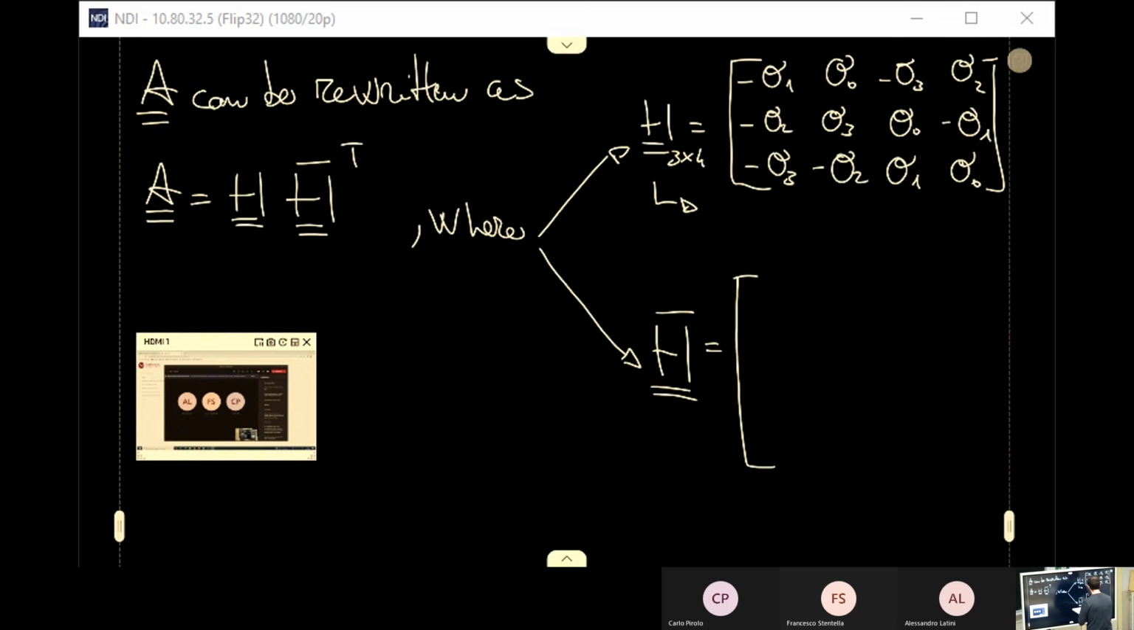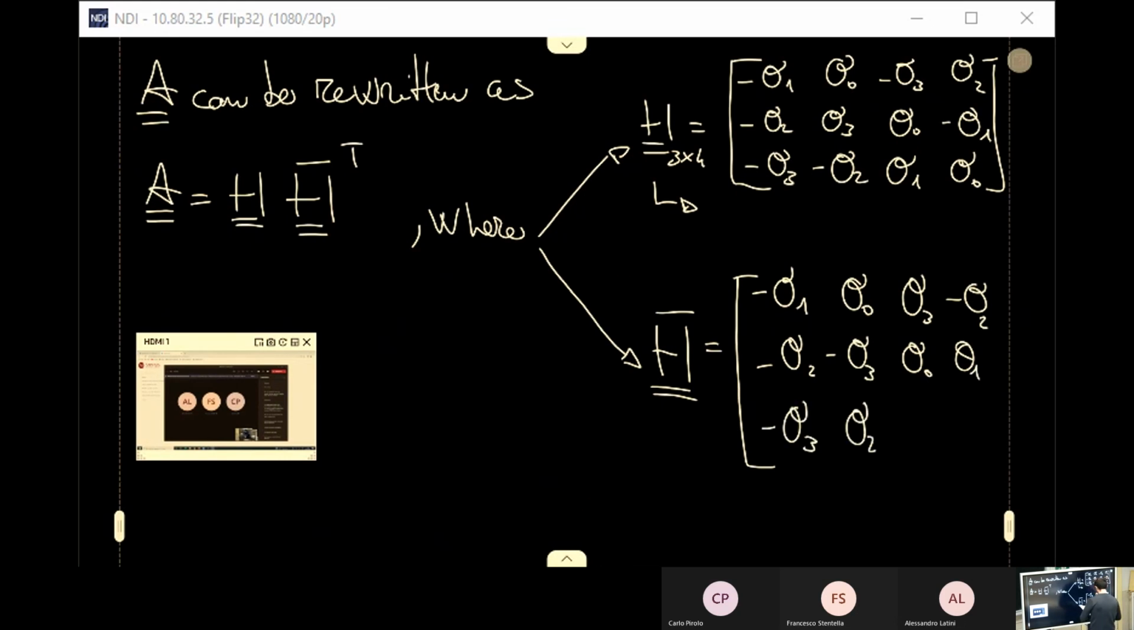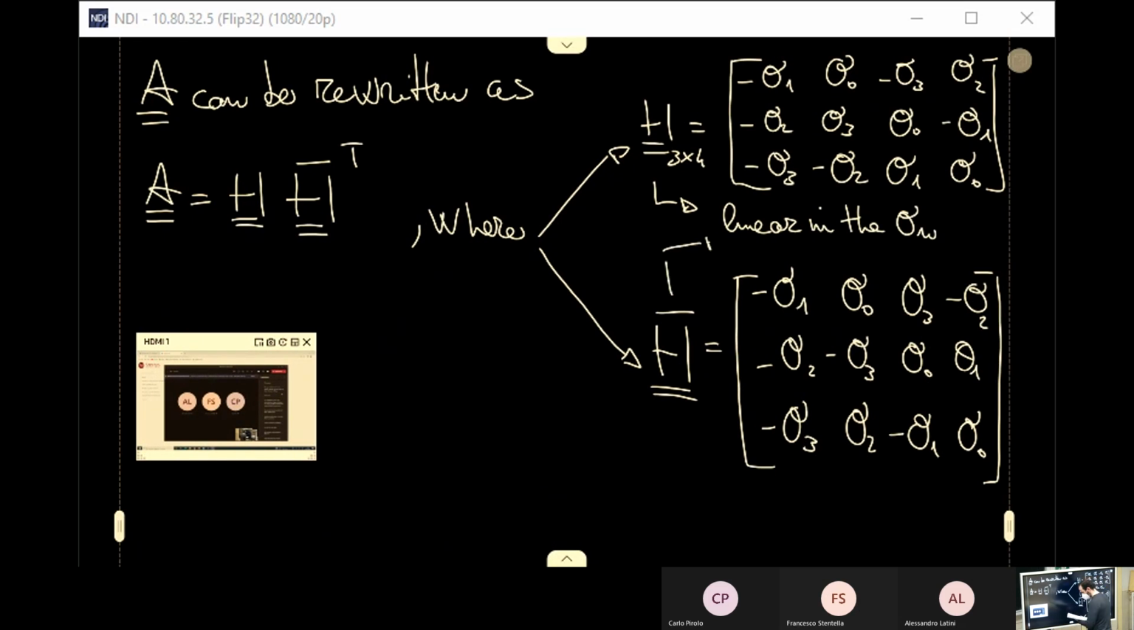And this is very similar, so similar that you won't be exempt from mistaking the one for the other, but they are in fact a little bit different. Again, also this one is linear. Okay.